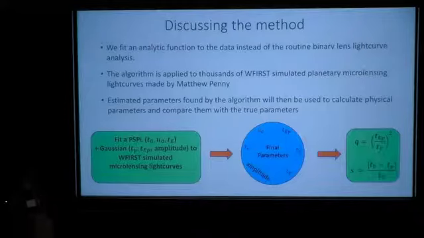In this method, we fit a single lens model plus a Gaussian curve to thousands of WFIRST simulated microlensing light curves. From those, we get 6 parameters, 3 describing the primary event and 3 describing the planetary event. From these parameters, using the first order equations, we find the planetary parameters s and q. Then we compare them with the true parameters of the system that we already have from the simulations.